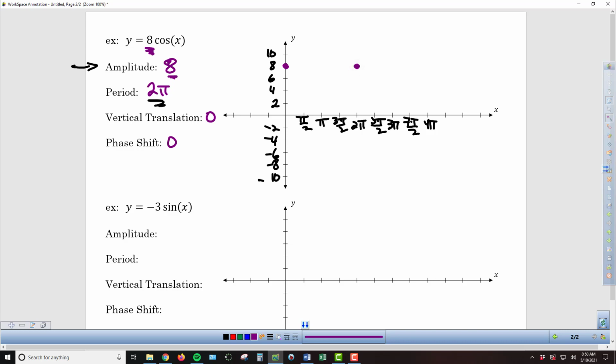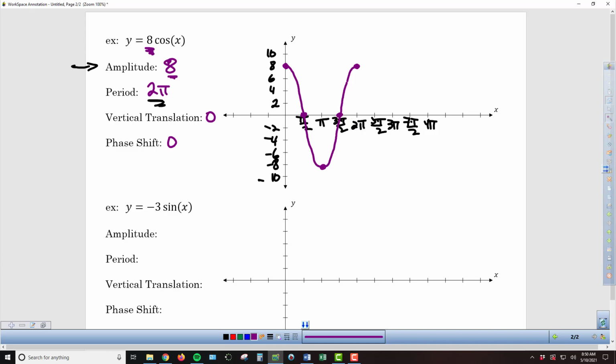Halfway through the cycle, cosine is at a minimum, so that's going to be at pi. We're going to be down here at -8 because of that amplitude of 8. And then halfway in between the maximum and minimum points, the graph is at 0. So that's going to happen at the over 2's, pi over 2 and 3 pi over 2. So with that, I can go ahead and sketch one period of this cosine function that has an amplitude of 8. And then I'm going to repeat the same thing to sketch a second period.